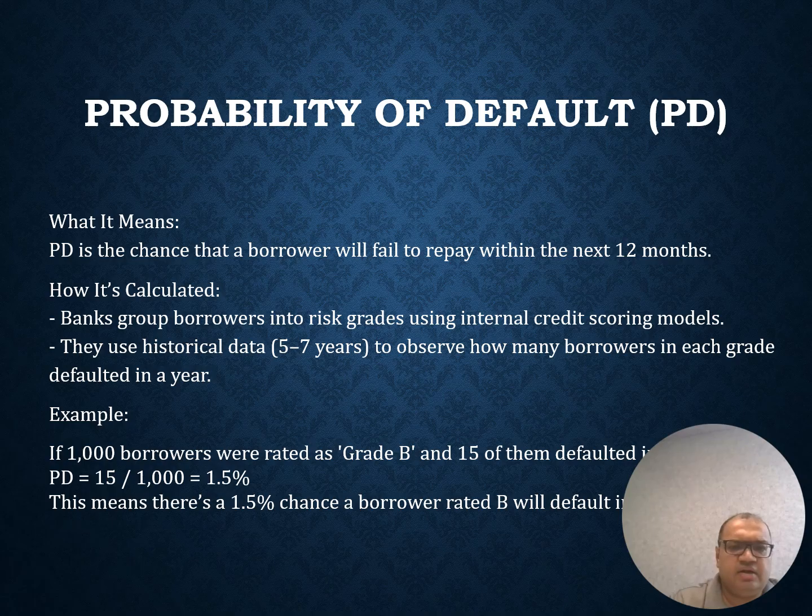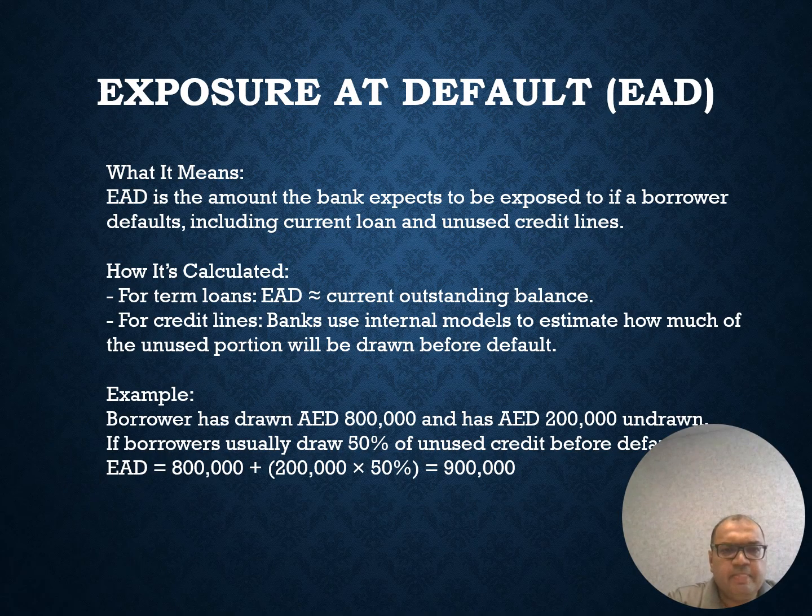Let's take an example. If 1,000 borrowers are rated B and 15 of them defaulted in a year, so basically 15 over 1,000, that is 1.5%, is your default rate, and you can use that as your benchmark. I'm saying it very simply. There are huge calculations that go behind it.